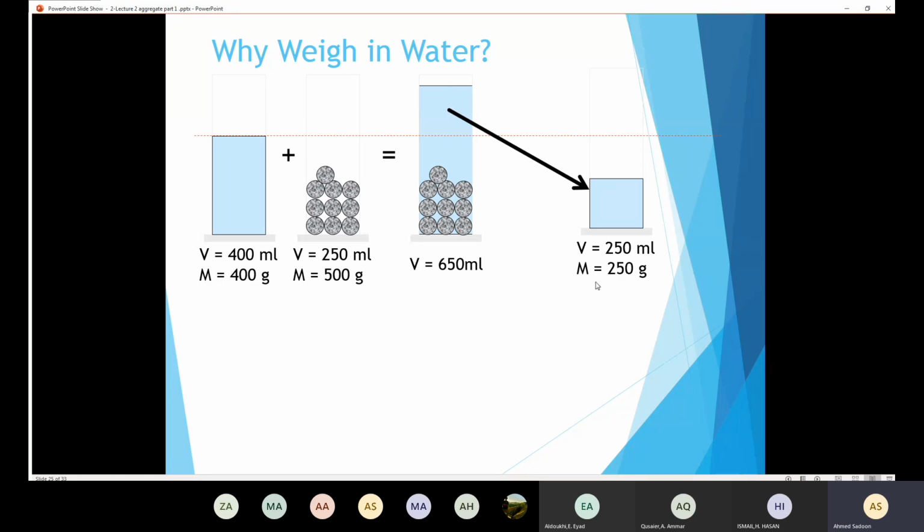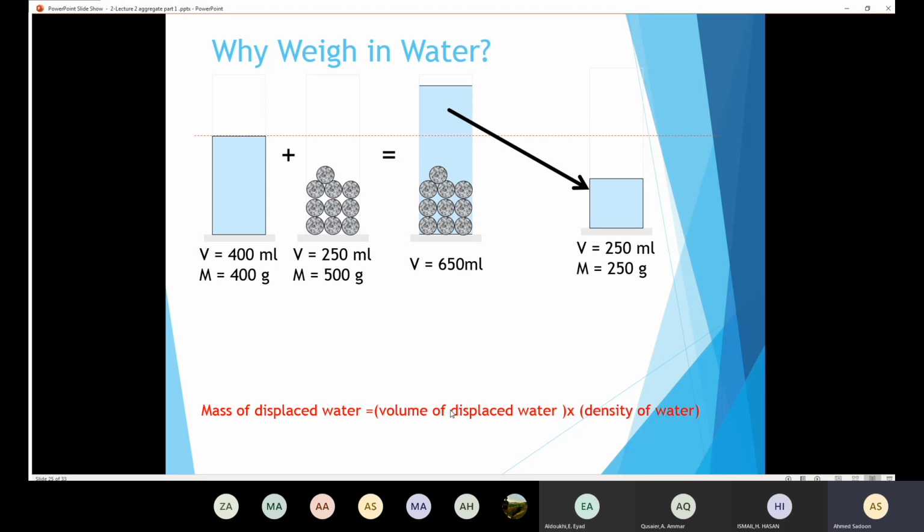So now we need to get the same solution, but this time using the mass of the water displaced by the aggregate. We know that the mass of displaced water is equal to the volume of displaced water times the density of the water. The density of the water, of course, is the mass over the volume. So this one over that one will give you the mass of displaced water. Now we put it in this formula.